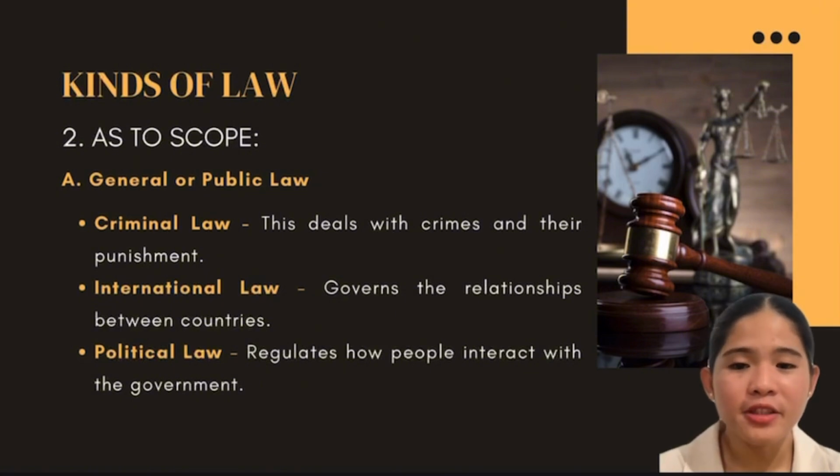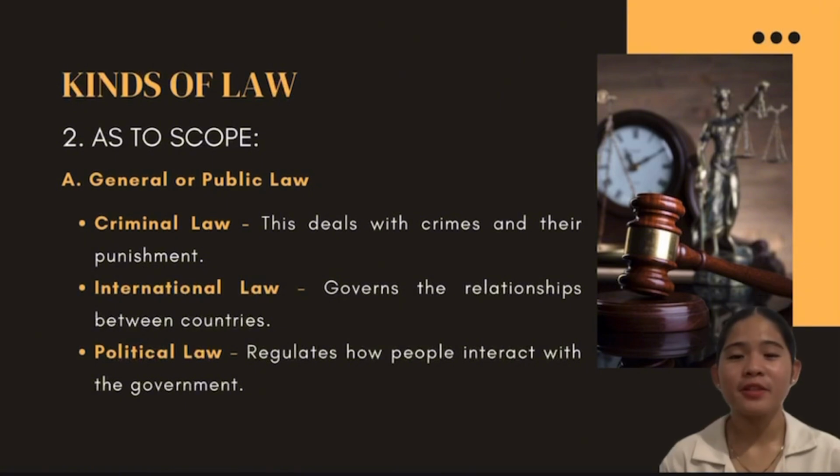Another example is the international laws. These are the body of rules or principles of actions governing the relations between the states. For example, the United Nations Charter of 1945. This establishes the principles of international relations and the role of the UN in maintaining peace and security.